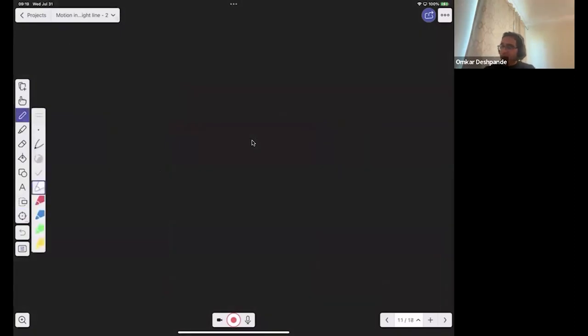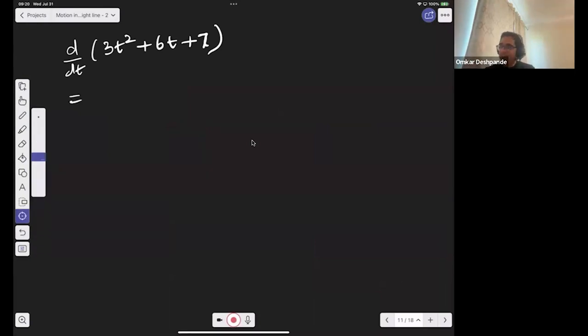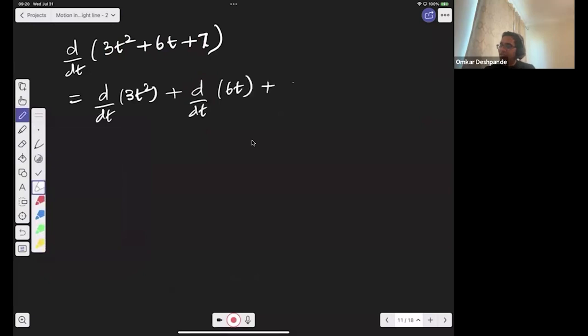So now we are ready to ask what is the derivative of 3t square plus 6t plus 7? Well, the derivative of the sum of three functions. The way I will think about this is, I need to take the derivatives individually of these three pieces and then add them together. It's just the sum of the derivatives. So let me make it more explicit. It's just the derivative of the first piece, plus the derivative of the second piece, plus the derivative of the third piece.